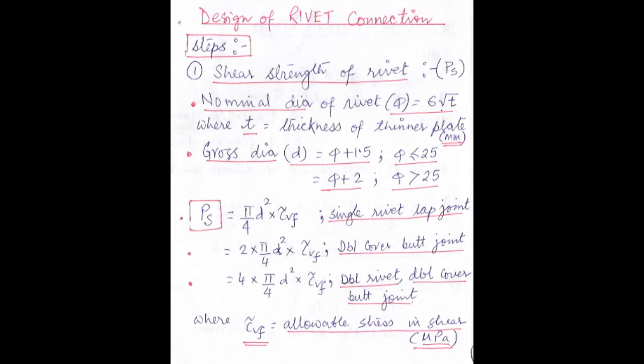What is tau VF over here? Tau VF is equal to allowable stress in shear. The value is given in MPa. What is d? d is the gross diameter.